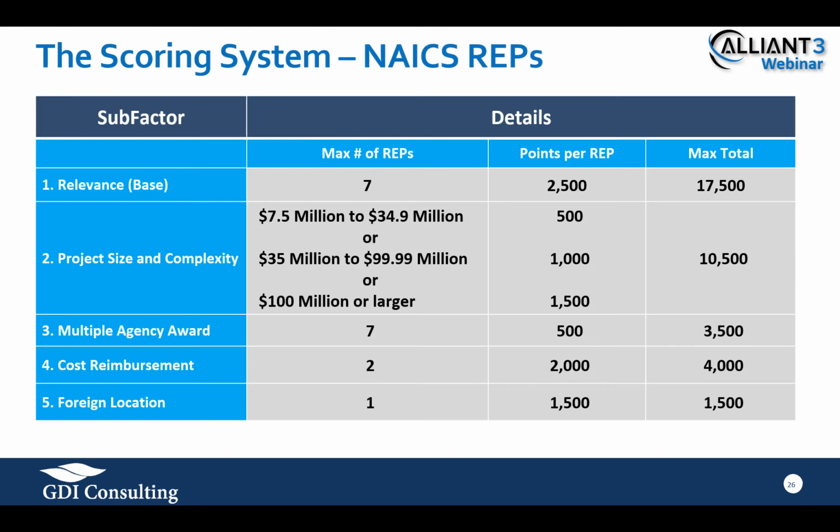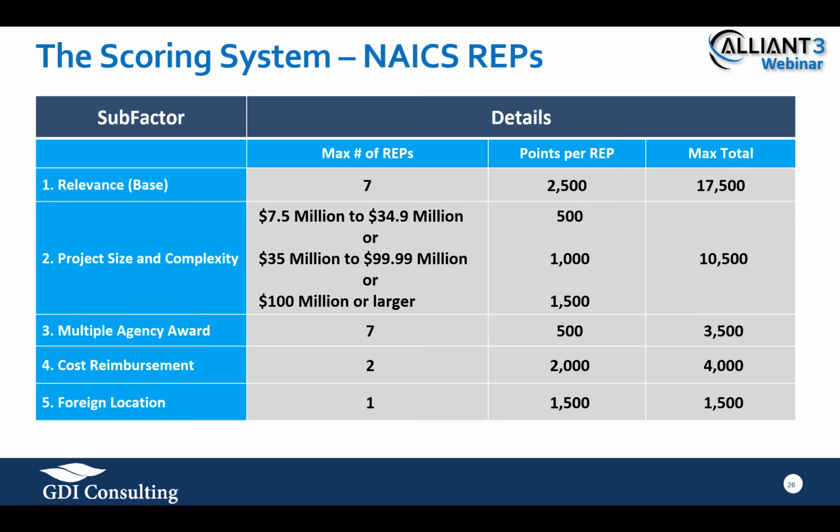So let's look at the table that gives the points for each and a little bit more discussion. So the first subfactor, relevance, or the base points, you have to have 7 reps, and for each you get 2,500 if you have those requirements that I mentioned in the previous slide. So that comes to a total of 17,500. For the second one, project size and complexity, depending on the value of the contract, you get different points.